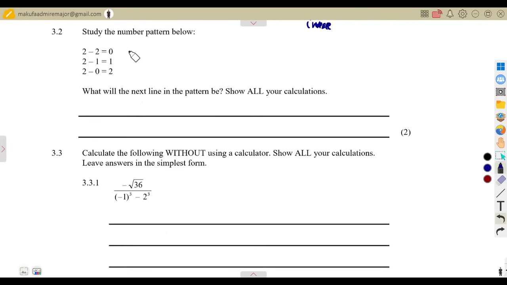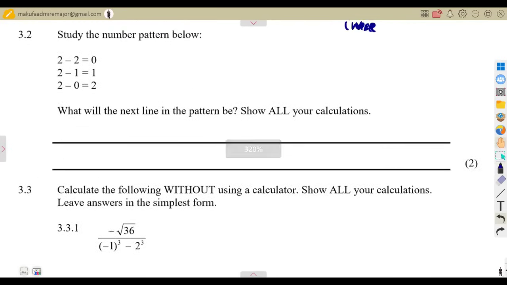To study, you have to understand what it is that they are trying to do here. 2 minus 2, that's a 0. 2 minus 1, that's a 1. 2 minus 0, that's a 2. What is happening? The 2 is remaining as it is, but 2, 1, 0, as you can see, is reducing: 2, 1, 0, minus 1, minus 2, minus 3, minus 4. Then 0, 1, 2, these numbers are increasing: 0, 1, 2, 3, 4, 5. What will the next line in the pattern be?